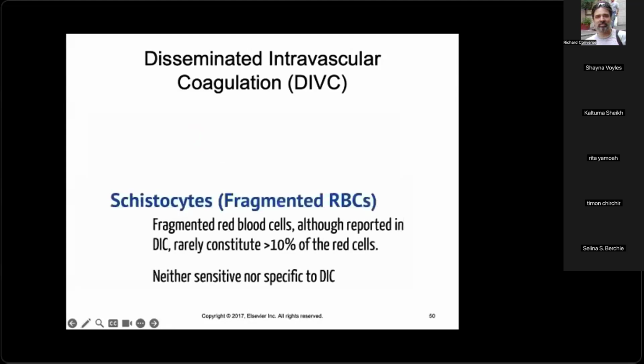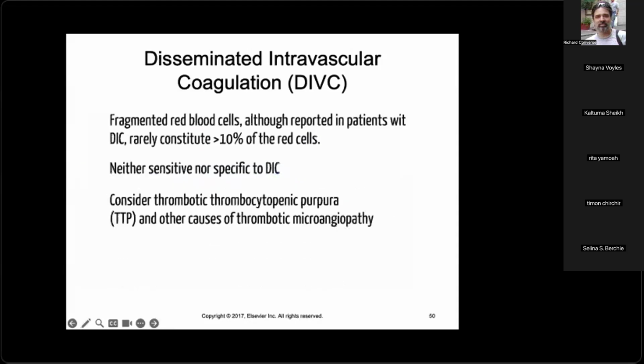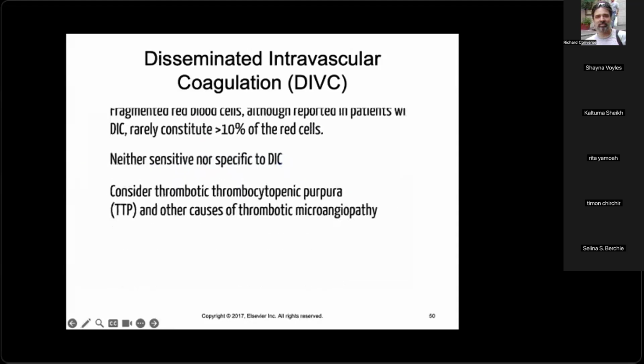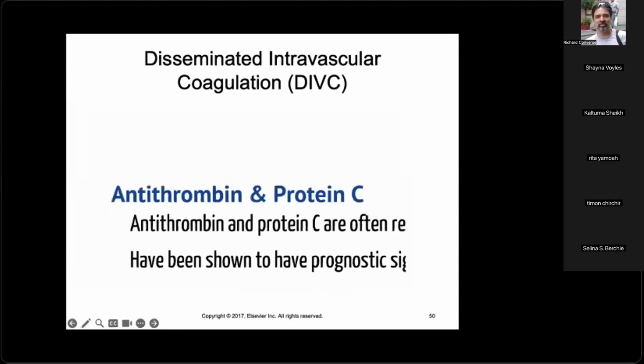Let's talk about schistocytes, which are fragmented RBCs. Fragmented RBCs or schistocytes are reported in patients with DIC, but usually they are only about 10% at the most of red blood cells. Sometimes they can be more. It's not a sensitive or specific finding for DIC because schistocytes are associated with many other disorders, including mechanical heart valves and vasculitides. When you see schistocytes, consider other things that could be causing it, such as thrombotic thrombocytopenic purpura or other microangiopathies.